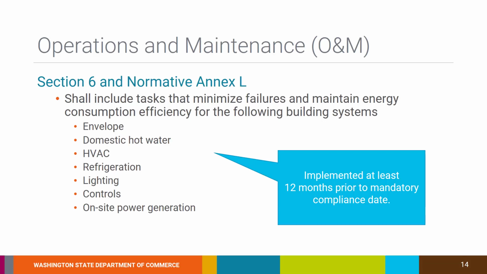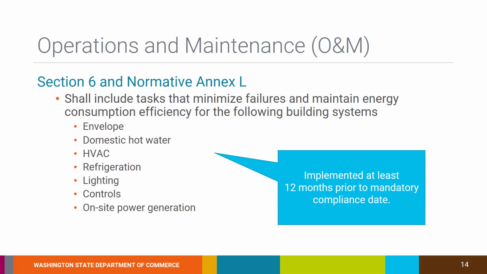This O&M program shall be implemented in order that the building's energy-using systems achieve intended energy efficiency. The O&M program requirements can be found in Section 6 and Normative Annex L of the standard and shall include tasks that minimize failures and maintain energy consumption efficiency for the following building systems: envelope, domestic hot water, HVAC, refrigeration, lighting, controls, and on-site power generation.